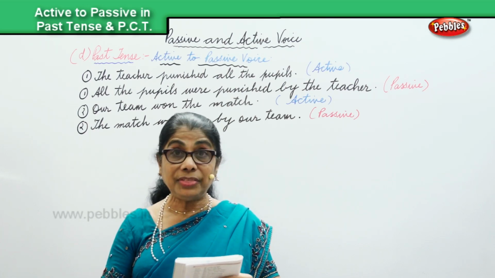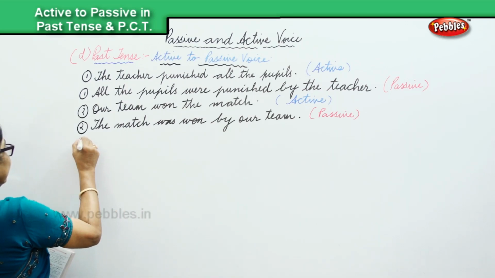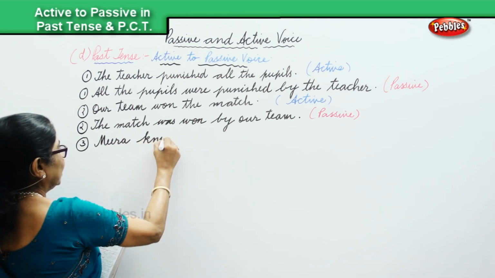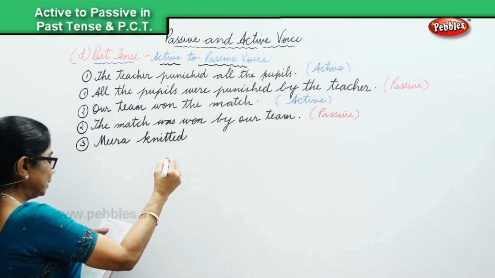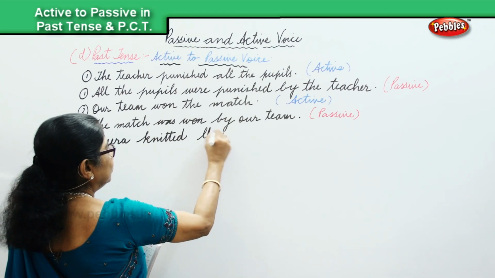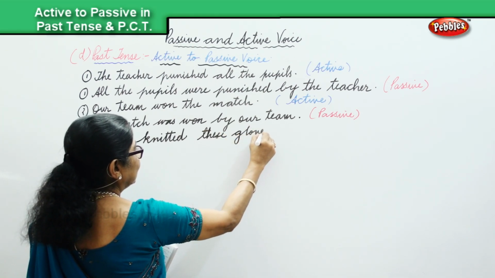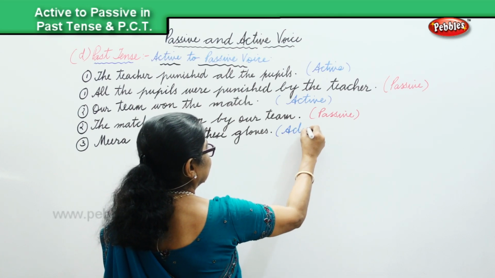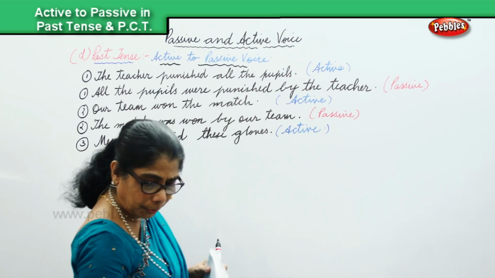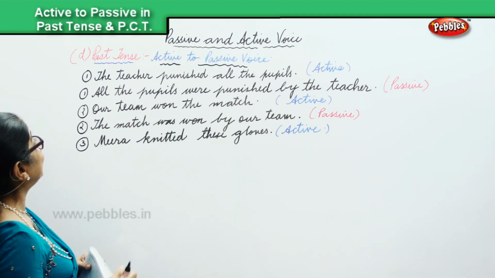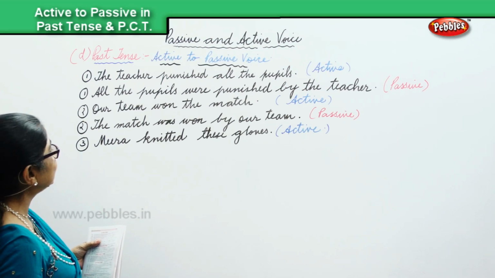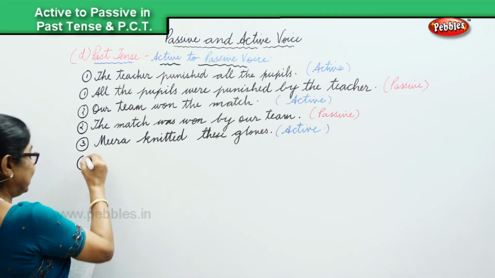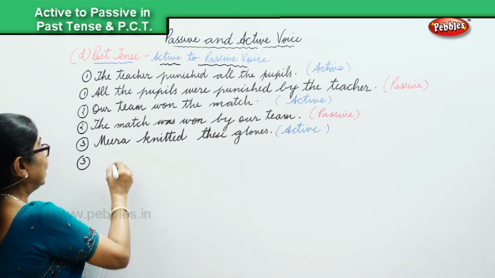Mira knitted these gloves. That's the active voice. Okay, now let us change to the past tense into the passive voice. These gloves were knitted by Meera. Okay? These gloves were knitted by Meera.